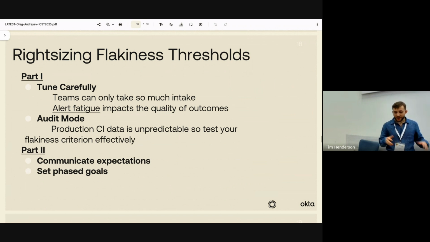Also, having audit mode is very important. You can't necessarily predict CI systems. You need to run audit mode for your tooling to ensure that you get the right level of tests that get kicked out and flagged as flaky. For part 2, set your expectations, and communicate them broadly so people understand what you're doing, why you're doing it, how you're doing it, and to what extent as well.